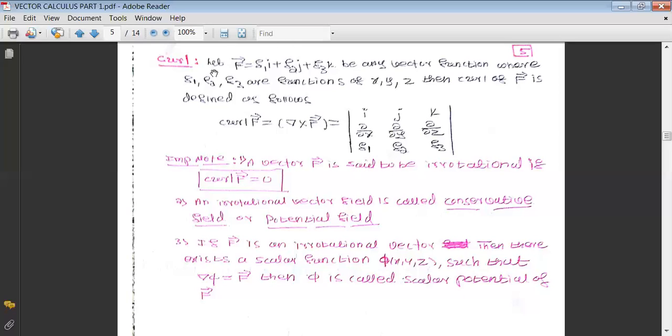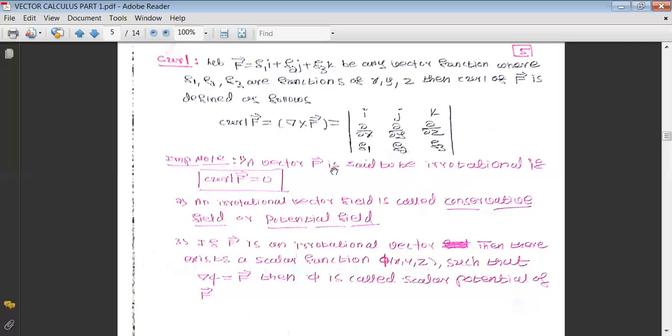Now, based on the definition of the curl of a vector function, there are some notes we can observe. The first one: a vector f bar is said to be irrotational. That is one very important concept. It will be used most of the time in some of the subjects of mechanical and electrical, such as fluid mechanics in the mechanical department, and when we come across field theory in the electrical and electronics department, we are going to use this concept frequently.